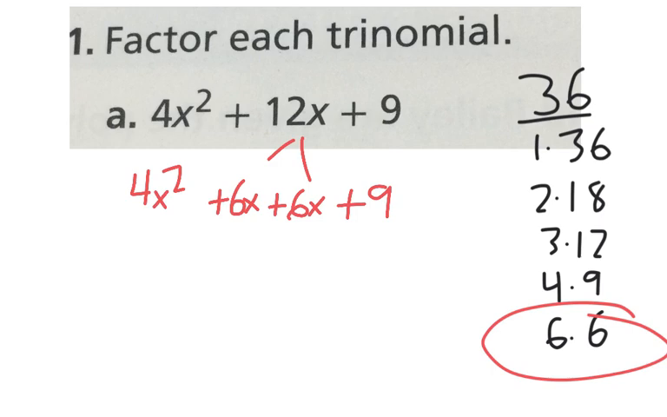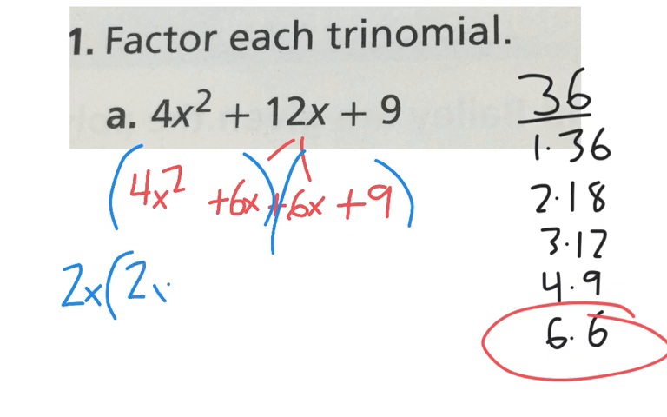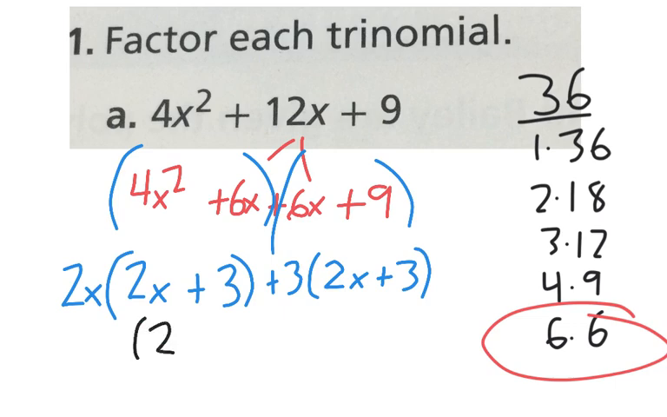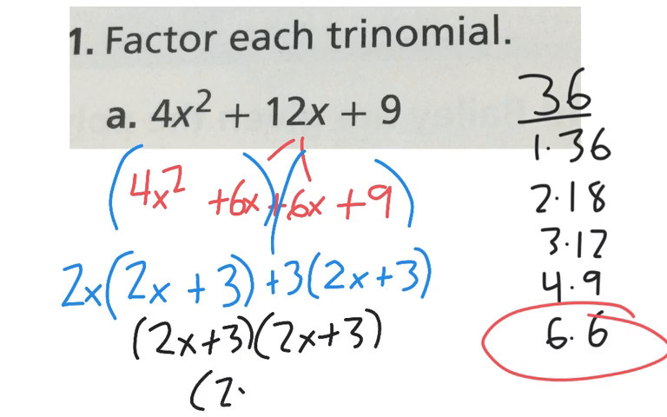Everybody good so far? Group the first 2 together, group the last 2 together. The GCF of the first 2 is 2x. When I factor that out, I'm left with 2x plus 3. The GCF of the last two is a positive 3, which leaves me with 2x plus 3, which means this factors to be what's in front of the parentheses times the matching parentheses, which is (2x plus 3) squared, or to the second. Same thing.